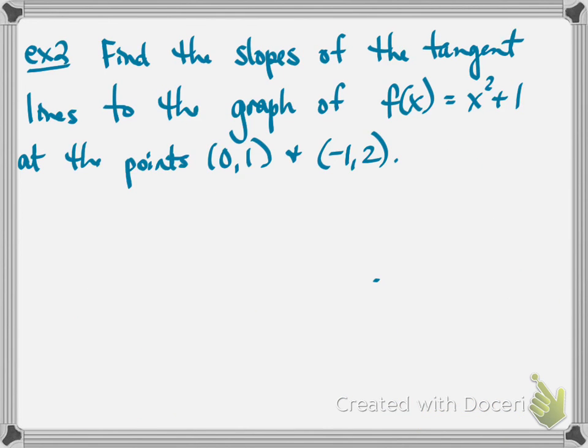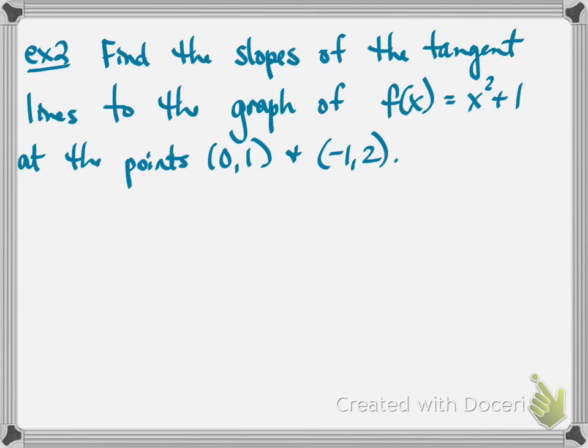Okay, this example is saying find the slopes of the tangent lines to the graph of f of x equals x squared plus 1 at the points 0, 1, and negative 1, 2. So they're actually wanting us to do this twice. Consider having one tangent line at that point and another one at this point. I'm only going to go through the 0, 1 point with you, but the second one I think is answered in the book for example 2.